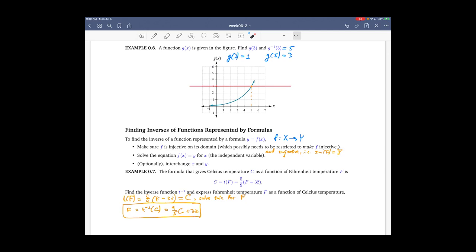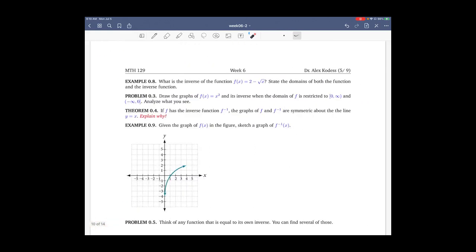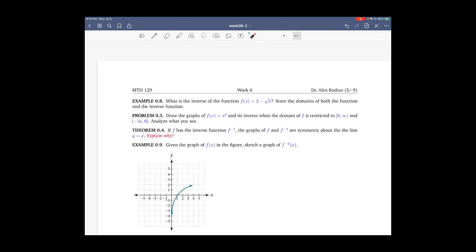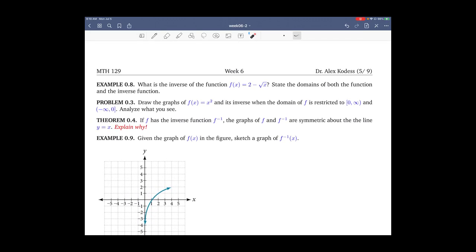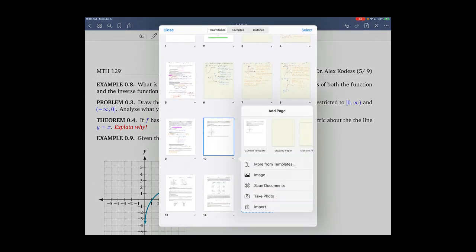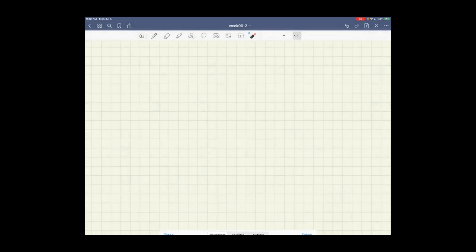But there are situations, of course, like in the example on the next page, where you have to be very careful and you have to certainly check whether the function you are working with is bijective. Consider, for example, the function 2 minus root x. Let's see if we can understand if that function has an inverse.